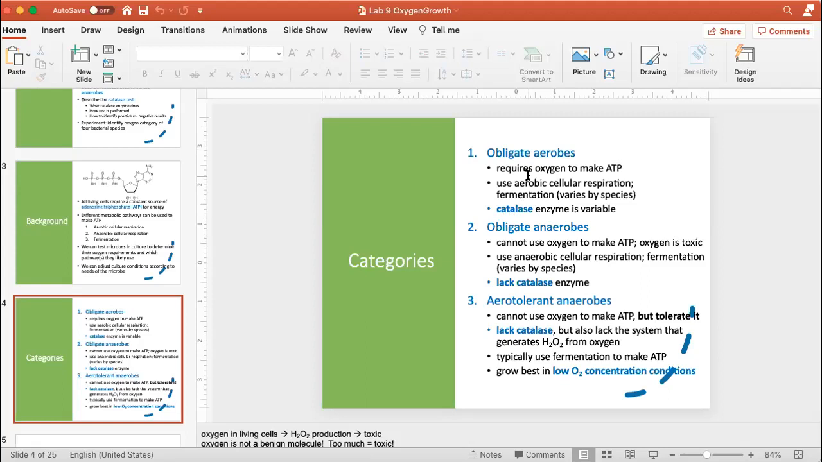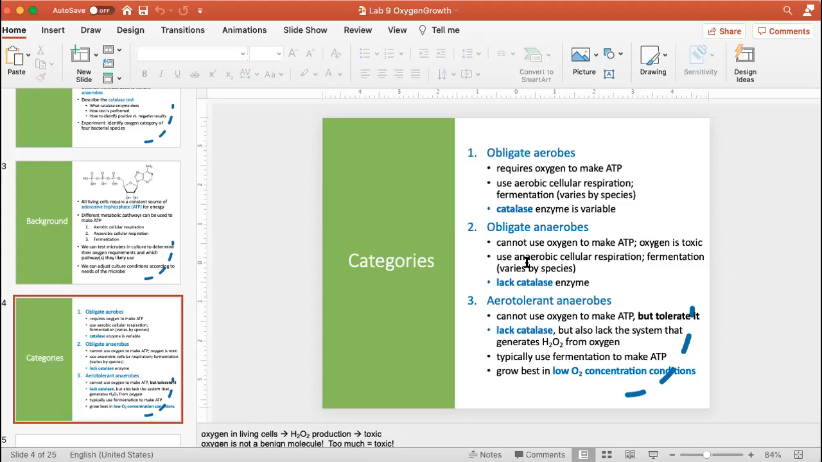Now, on sort of the opposite end of the spectrum, there's the obligate anaerobe. This is an organism that requires no oxygen, anaerobe. So not only can they not use oxygen to make ATP, but they find oxygen toxic. They're going to use cellular respiration, but they're going to use anaerobic cellular respiration. They're going to use a molecule other than oxygen at the end of the electron transport chain. Some of these can also use fermentation. Again, that varies by species.